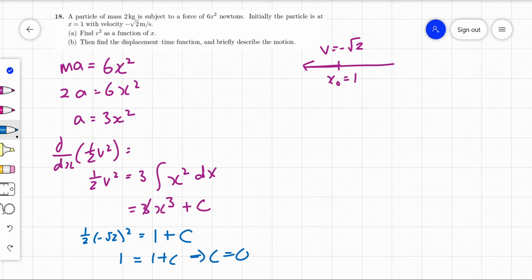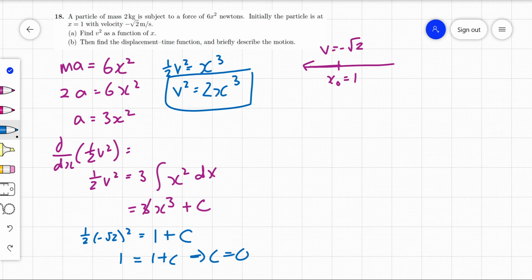So if we go back, we're going to get half v squared is equal to x cubed plus 0. So I'll just leave it like that, or in our case, v squared equals 2x cubed. So that's the equation we were looking for there.